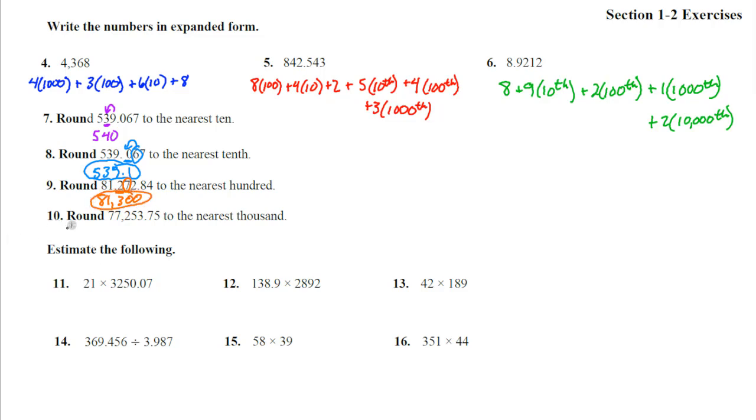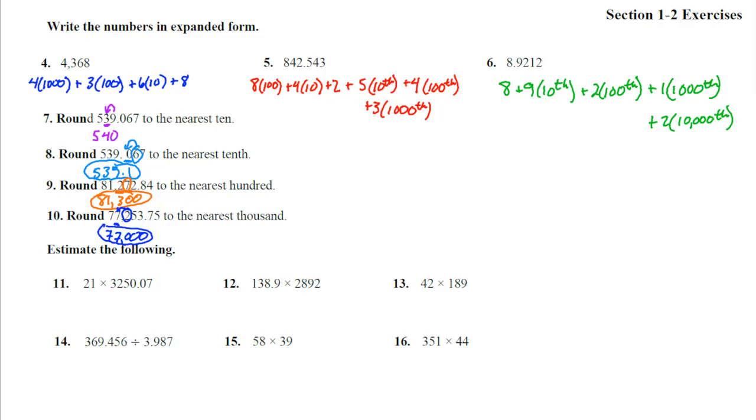Number 10. Round 77,253.75 to the nearest 1,000. So we look at the ones, tens, hundreds, thousands place, and we look at the number 2 and say, okay, this is 77,000 something, so it's between 77,000 and 78,000. And the 2 says that we haven't quite hit halfway between 77,000 and 78,000. So because it's less than 5, we're less than halfway there, so it is 77,000. It's closer to 77,000 than 78,000.